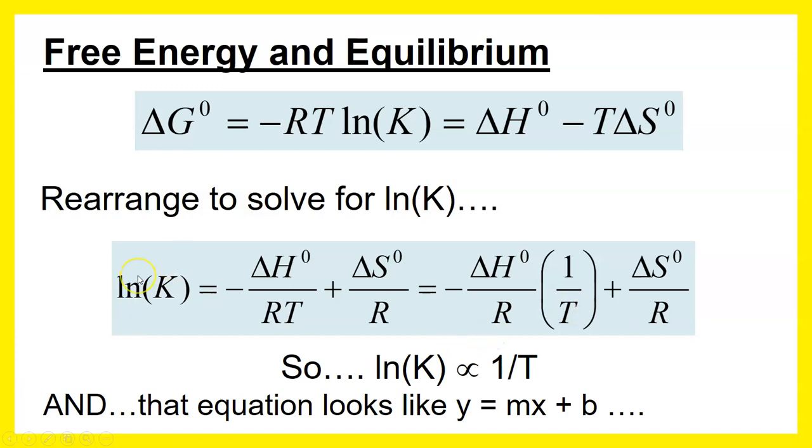And now, doesn't this kind of look like a linear equation? Y over here equals mx plus b. Now I can graph it. I can now use the intercept to help me find my entropy. And I can use the slope to help me find my enthalpy. So I can graph this stuff and I can get those pieces of information that I need.